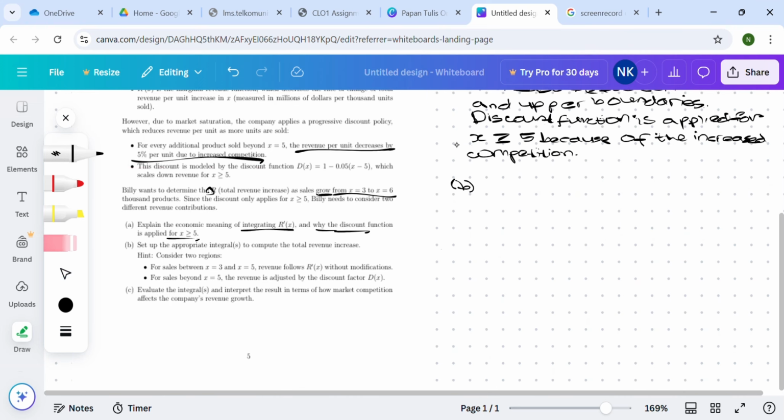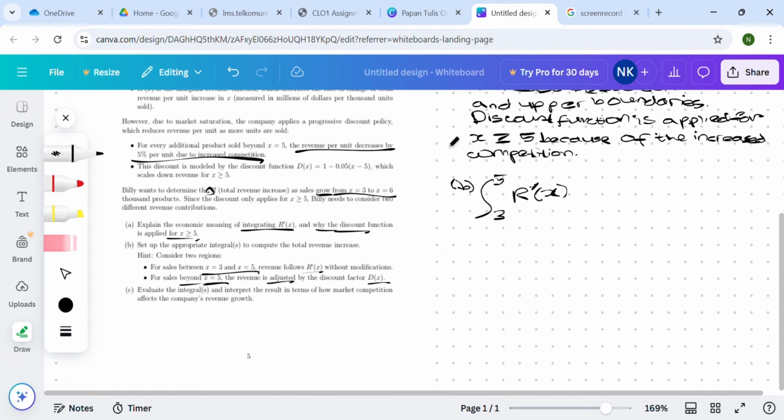For part B, it says set up the appropriate integrals to compute the total revenue increase. Hint: consider two regions. For sales between x = 3 and x = 5, revenue follows R'(x) without modifications. For sales beyond x = 5, the revenue is adjusted by the discount factor d(x). So from 3 to 5, it's just R'(x).